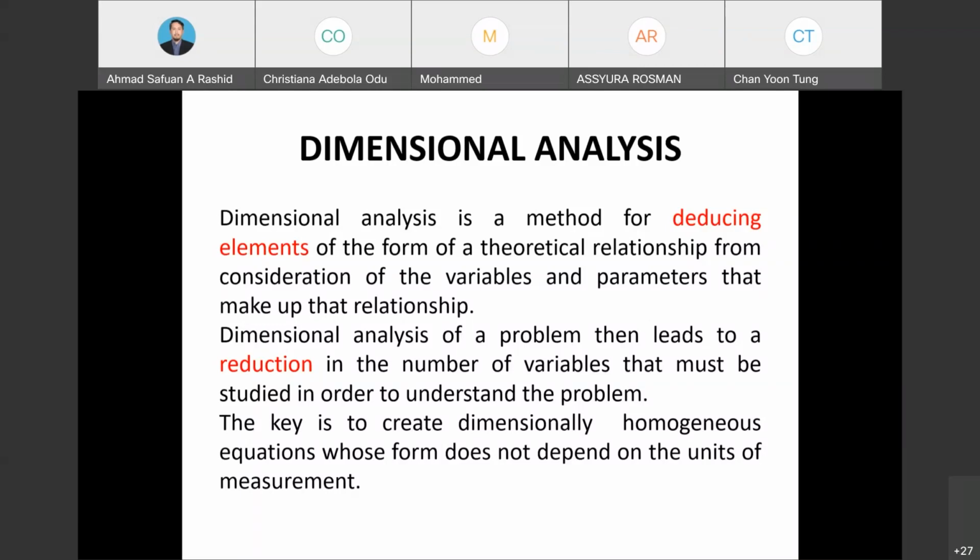So the key is to create a dimensionally homogeneous equation whose form does not depend on the units of measurement. For example, when we deal with stress, the value is in kilonewton per meter square.